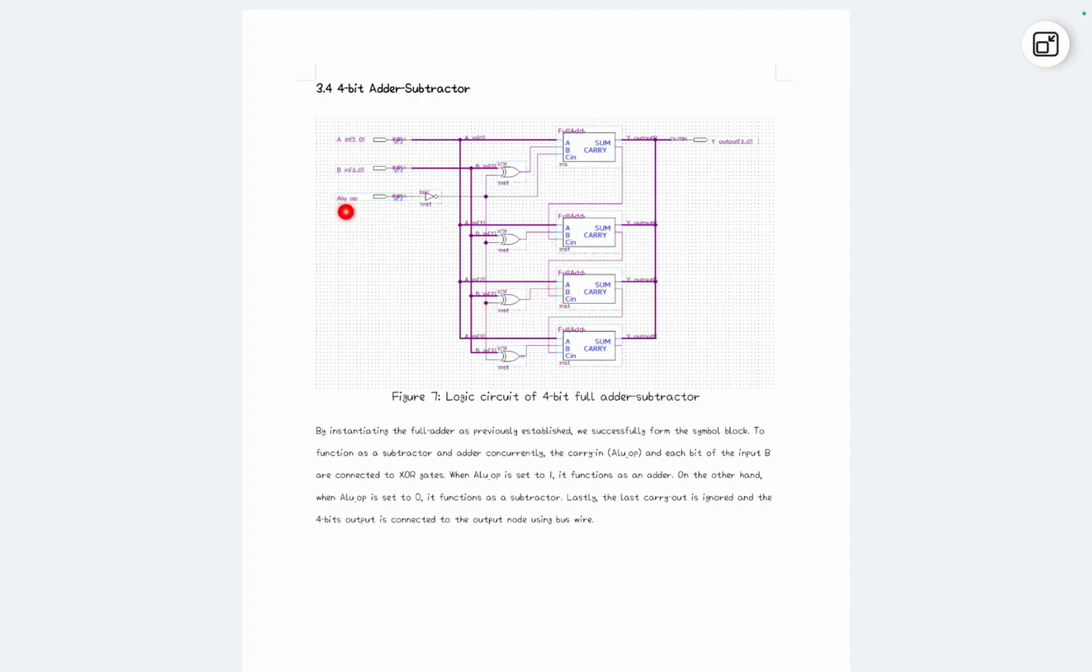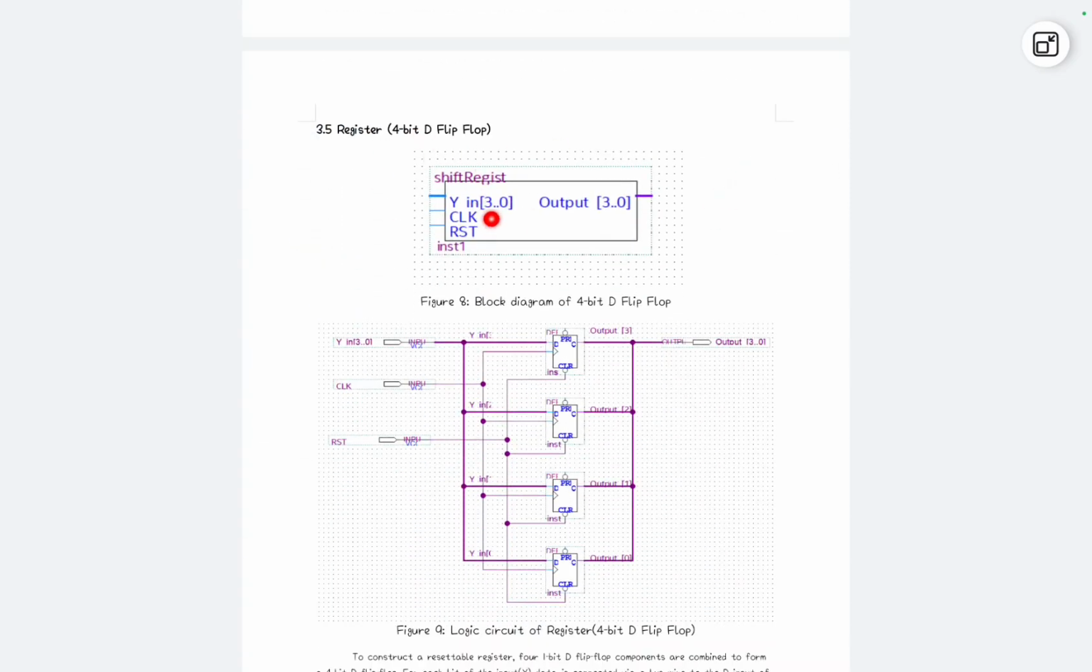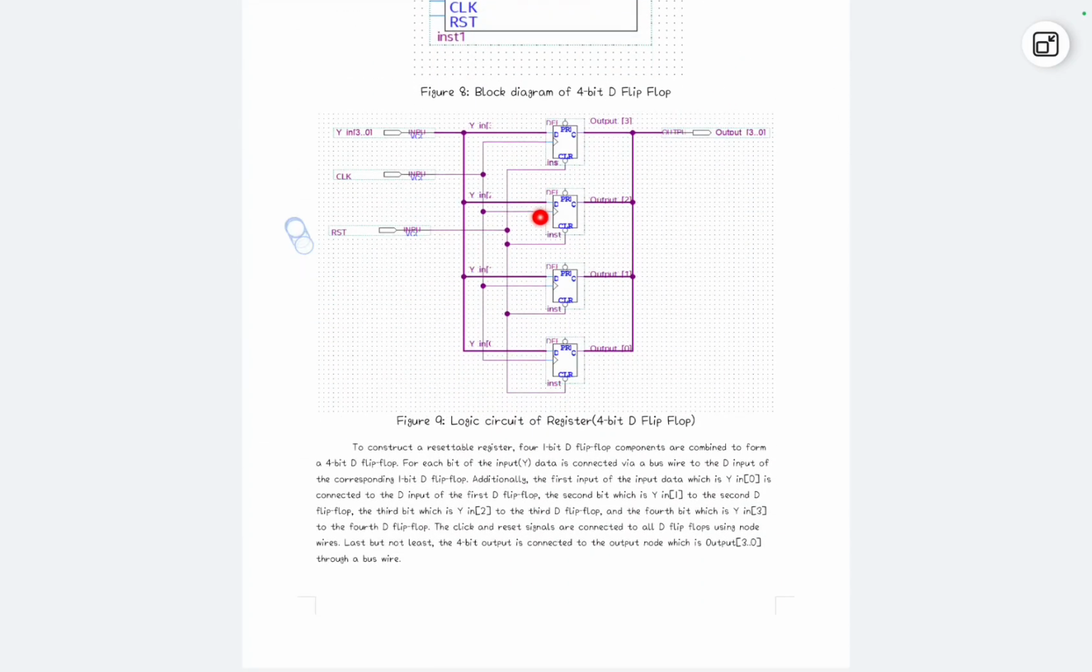Here, when the ALU OP is 1, it will function as an adder, like the addition, and when the ALU OP is equal to 0, it will function as a subtractor. And the next part, this is the register for the D flip flop parts, and this is the 4 bit D flip flop, which the input will come from the output of the adder and subtractor, and this is clock and this is reset.